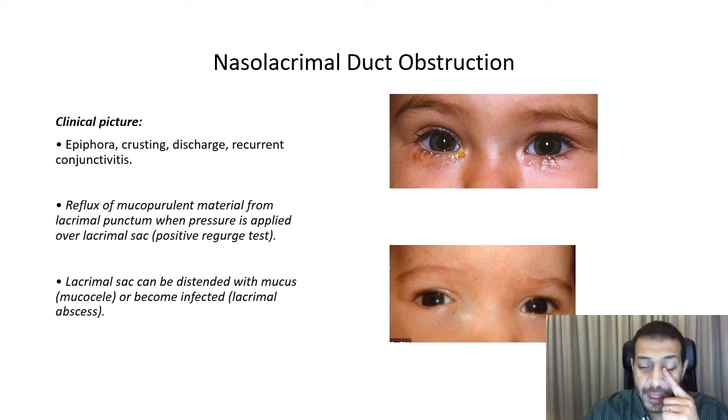So if this lacrimal sac contains a lot of pus, when you press on it, the discharge comes out through the punctum, because it cannot go down the nasolacrimal duct. If the lacrimal sac becomes distended with mucus, it's called a mucocele. This is the picture that we see down here. The lacrimal sac is distended and full of mucus, and it may become infected and cause a lacrimal abscess. However, this is not common in cases of nasolacrimal duct obstruction.